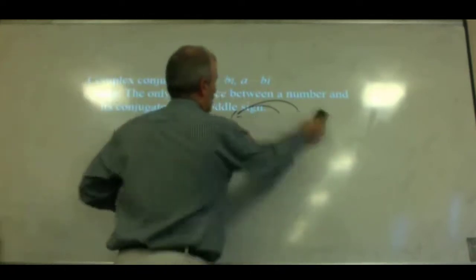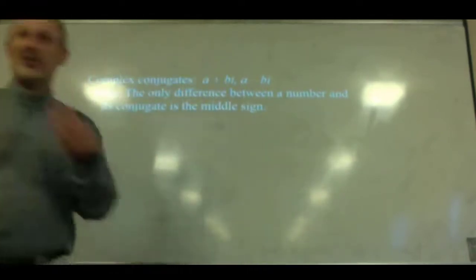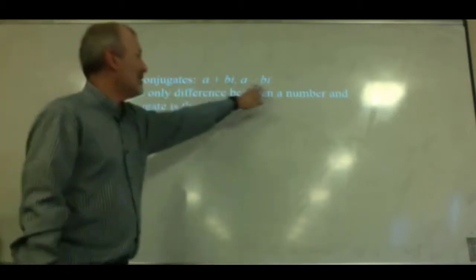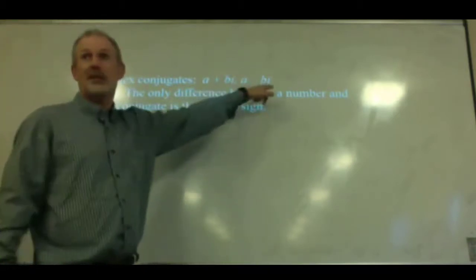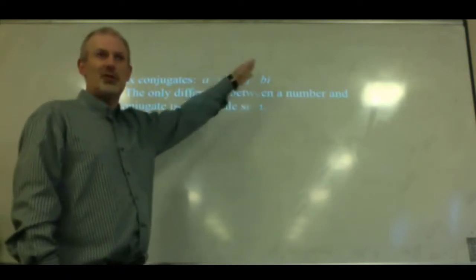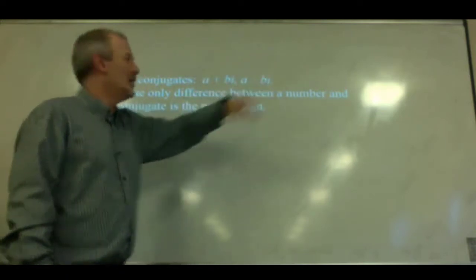Those ones that we did earlier where it turned out to be really nice, they're actually called complex conjugates. You don't have to memorize that word, but that's the name of those things when they're exactly the same except for that middle sign. Okay? So complex conjugates, notice they're exactly the same except the middle sign is different. Okay, so I think our example was 3 plus 2i and 3 minus 2i, right?